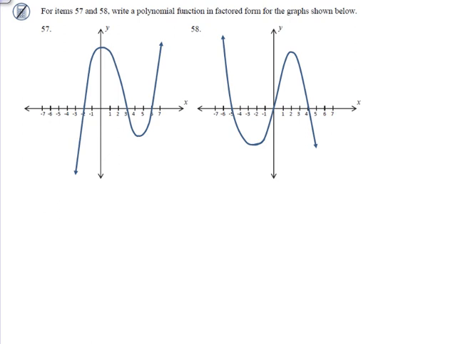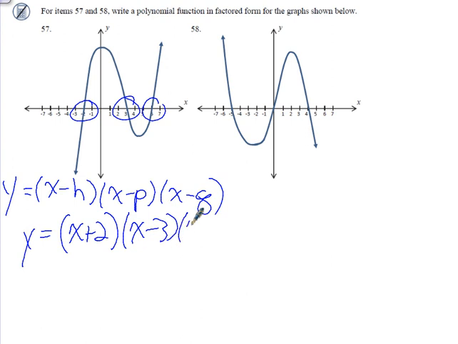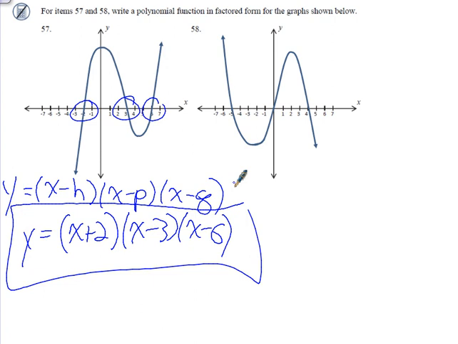57, we want to write a polynomial function in factored form for the graphs shown below. Remember, factored form is just giving you your zeros. So it'd be like x minus h, x minus p, x minus q. That's factored form. That's all it is. So here I have zeros at negative 2, 3, and 6. So my equation in factored form would be x plus 2, because it's minus negative 2, x minus 3, and x minus 6. And that's all you have to do for that. That would be your final answer.